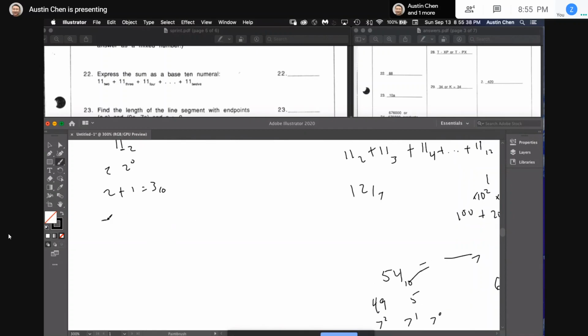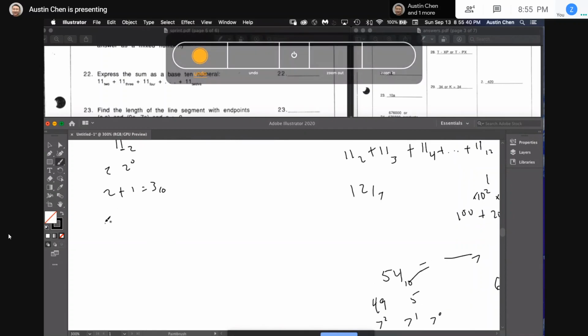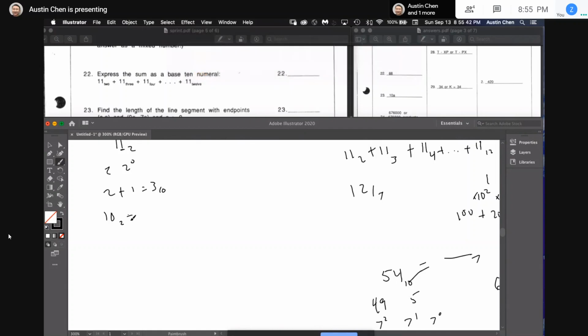So after we take that 1 out, we just have 1 0 base 2, plus 1 0 base 3, plus 1 0 base 4, plus dot dot dot, plus 1 0 base 12. Okay, and remember we took out all the ones, and that was equal to 11, so we had to remember to add the 11 at the end.